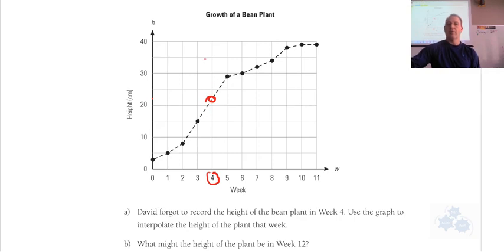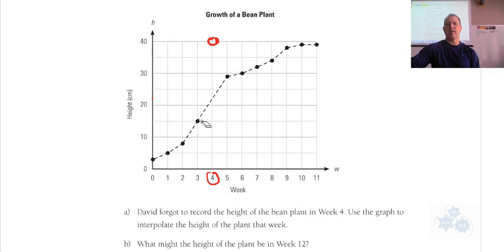Now, why wouldn't you pick 40? Yeah, because the line doesn't reach up there. Okay, so this little line here is a general pattern between week 3 and week 5. And we know how plants work too. This plant would not have shot up like this and then shrunk down and kept growing slightly. That doesn't make sense, right?